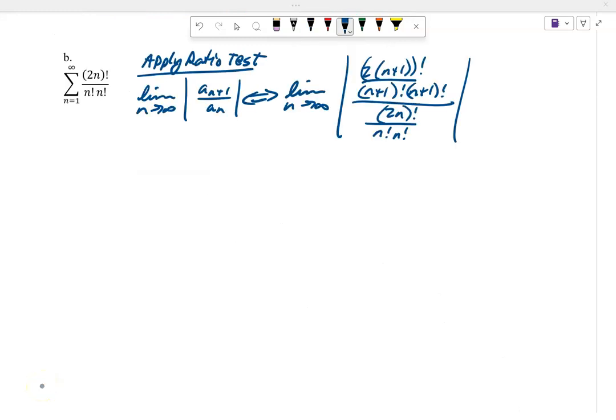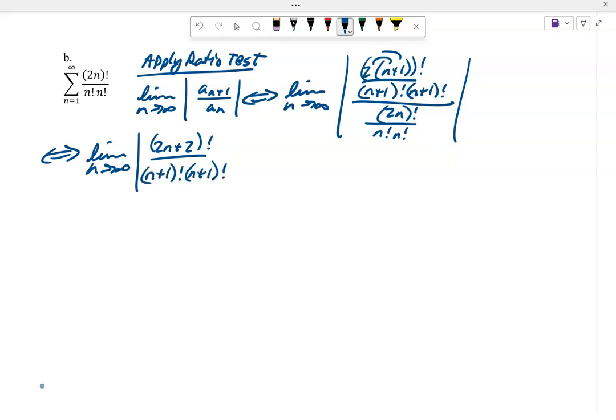All right, so here I've applied the ratio test, a_(n+1) over a_n. First step, let's go ahead and multiply by the reciprocal here. So we got the limit as n goes to infinity. I'm going to go ahead and distribute that (2n+2) factorial over (n+1) factorial, (n+1) factorial.